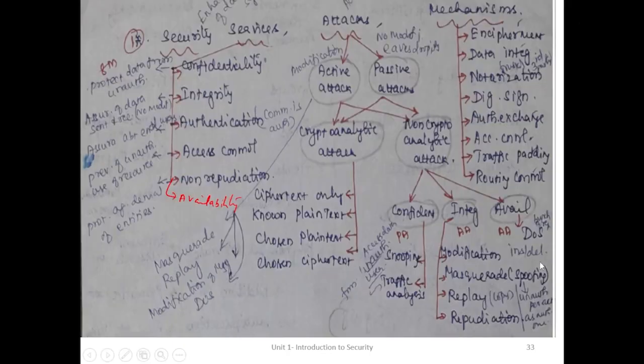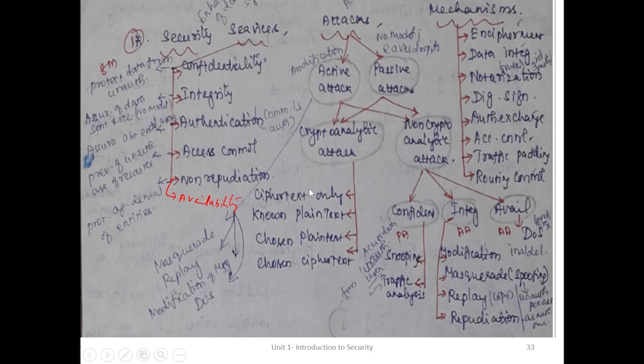And this is an overview of the OSI security architecture. These topics were already discussed in previous sessions, so I just give the overall idea in a diagrammatical way. In an OSI architecture, there are three types of components available: services, attacks, and mechanisms. Services, six types of services are there: confidentiality, integrity, authentication, access control, non-repudiation, availability. Attacks, two types: active, passive. Those are all depending upon cryptanalytic, non-cryptanalytic.